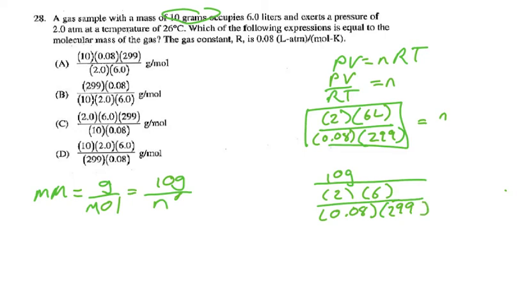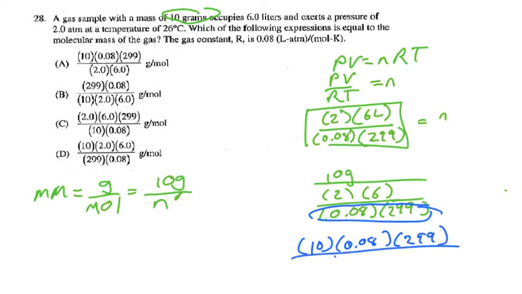And then you remember, anything that is in the denominator of a fraction that is in the denominator is really on top. So I think you're going to get 10 times 0.08 times 299 divided by 2 and divided by 6. See what answers match that. Ooh, it's looking an awful lot like A.